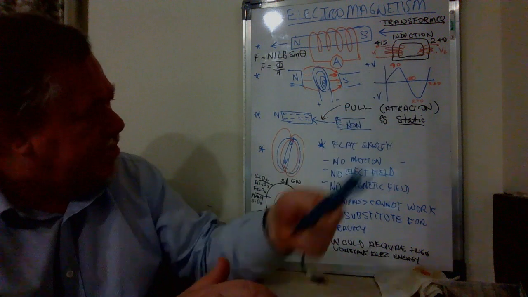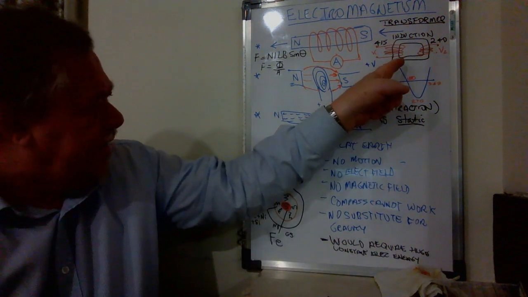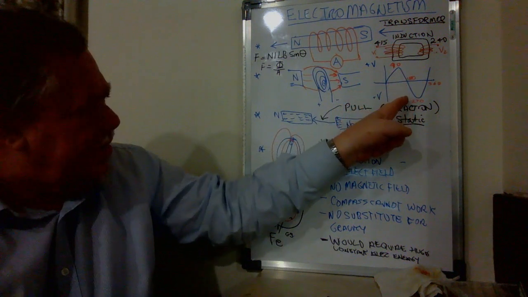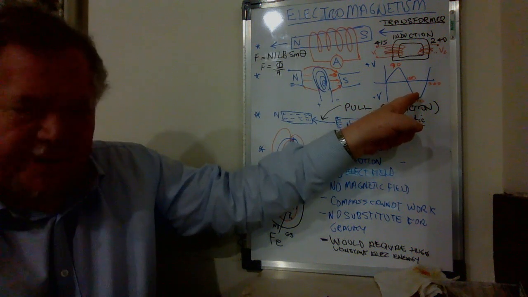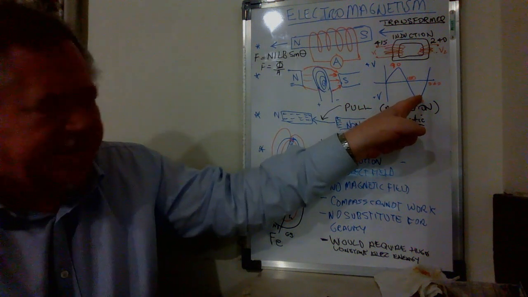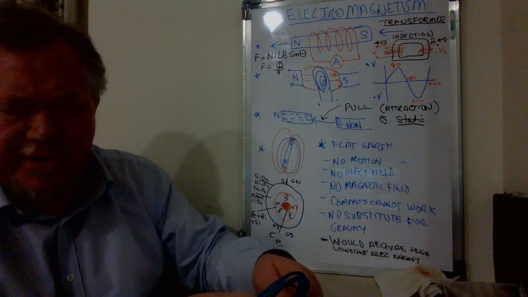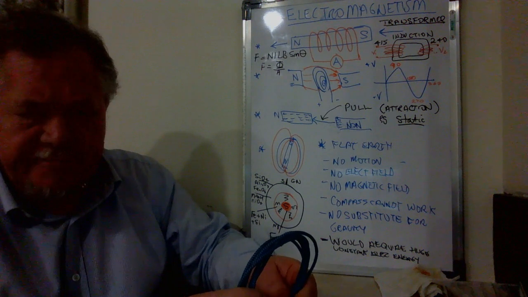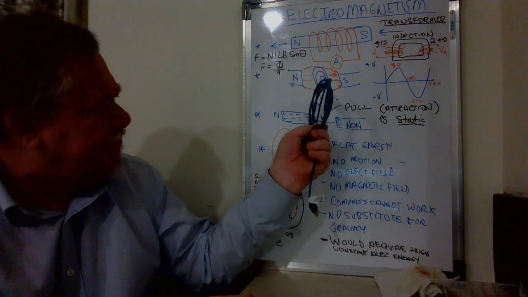All right, the sine wave goes up, maximum voltage at 90 degrees, zero voltage at 180, minus maximum voltage at 270, and zero again at 360, and it just keeps repeating like that. That's why we call it alternating current. Okay, so what happens in this case over here?